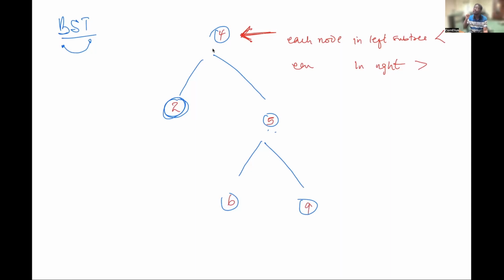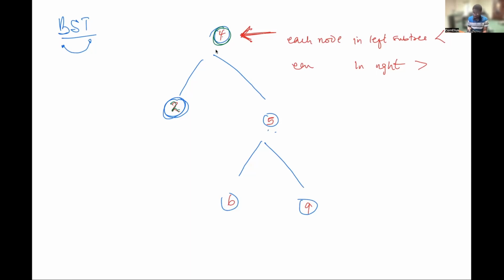Is this a binary search tree? Anyone can say yes or no. Yes, it is, right? Because if I take 4, every node in its left subtree must have a value less than it, and 2 is indeed less than 4. Then we come to its right subtree. Here, 5 is indeed greater than 4, 6 is greater than 4, and 6 is also greater than 5. 9 is greater than 5, right?